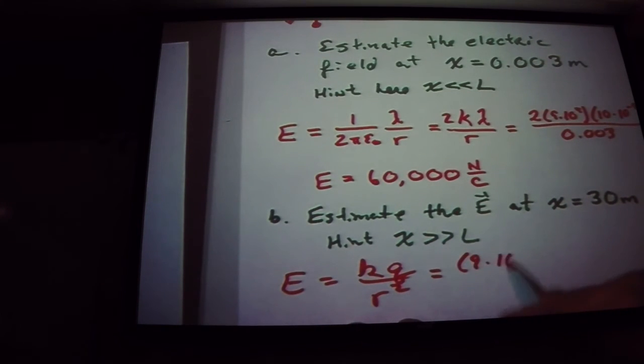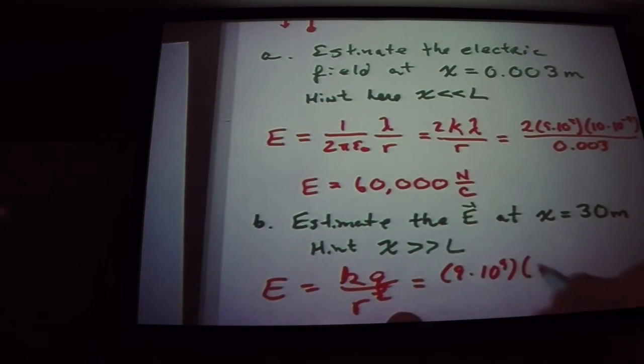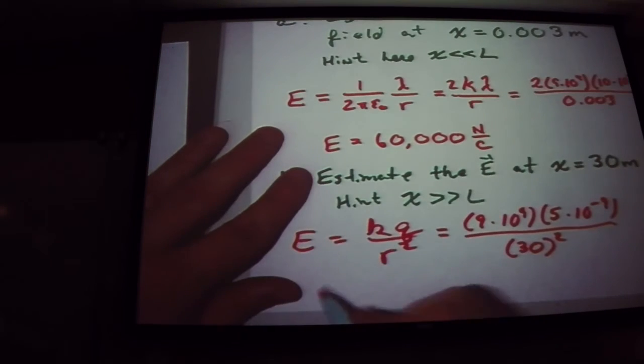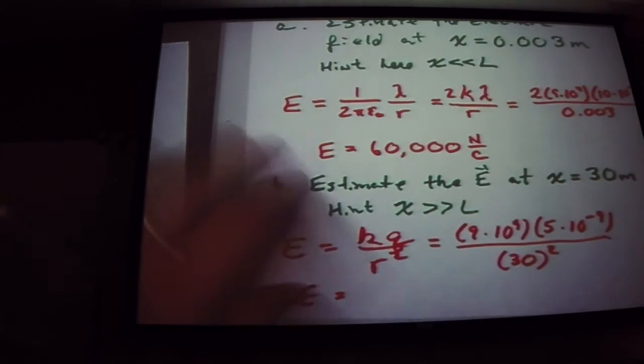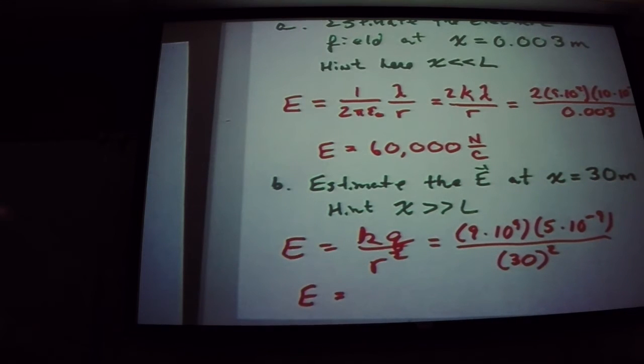Nine times 10 to the 9, times 5 times 10 to the negative 9, divided by 30 squared. Somebody do that and tell me what the electric field is far, far away from the thing. 0.05?